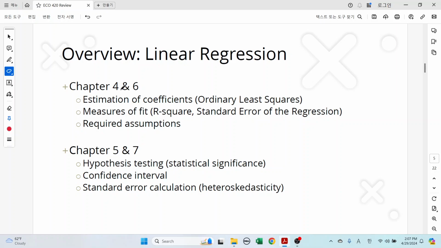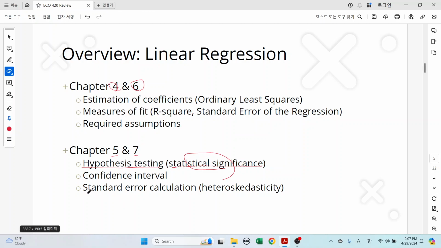Chapter 4 is about a single regressor, chapter 6 is about multiple regressors, and chapters 5 and 7 are more like hypothesis testing, which is directly related to statistical significance. Various types of hypothesis testing are available, but I will focus more on statistical significance, right? We learned statistical significance as a specific testing result, okay?